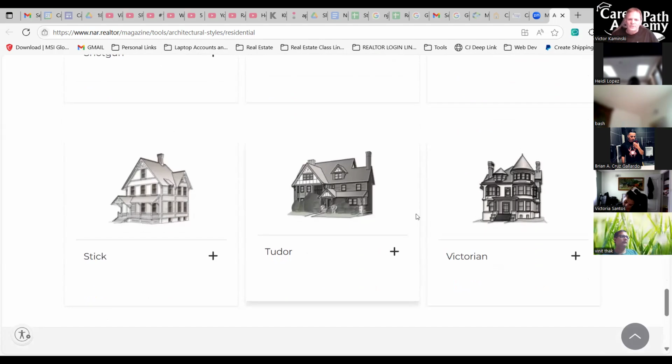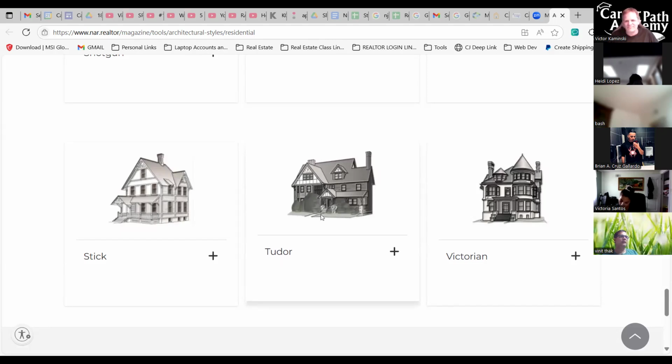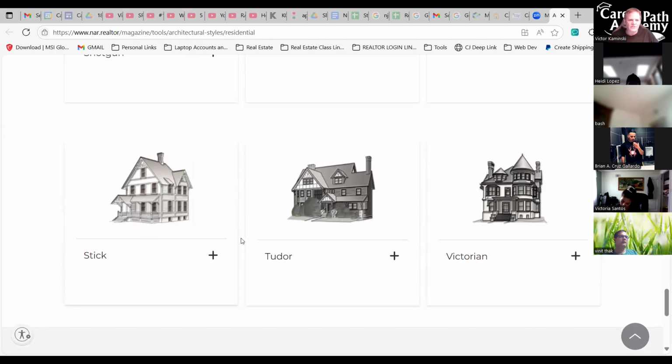The Tudor style, when they're smaller, can be cramped and not very convenient. But when they're a larger style, they're very beautiful. And they could have a nice layout to them when they're larger. The smaller ones, they're more cramped. Victorians, you see a lot of these, like in Rahway, Westfield, and such.